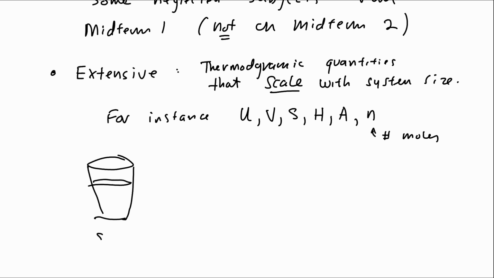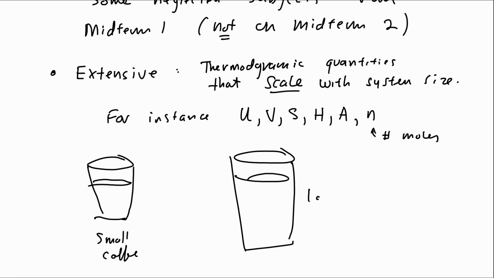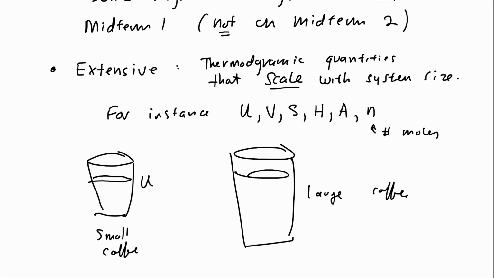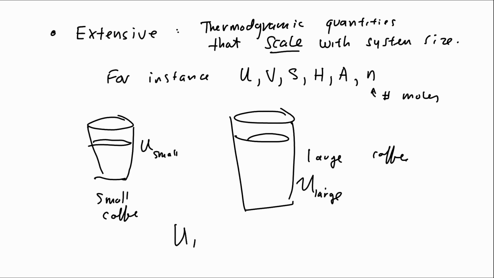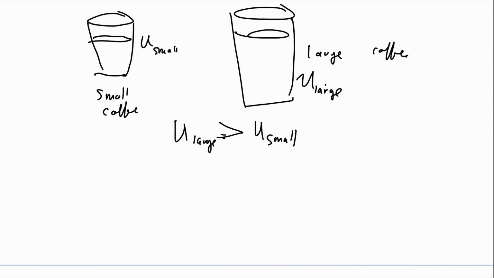And so here's a small coffee, and here's a large coffee. And so let's say this has an internal energy, U small, and here's U large. And U large is greater than U small, right? So if I have a large coffee, it has a bigger internal energy than a small one. The volume is bigger, the entropy is bigger, right? And so these are things that scale with system size.